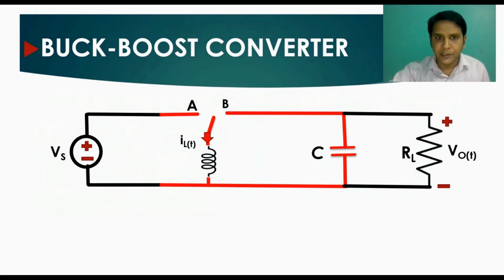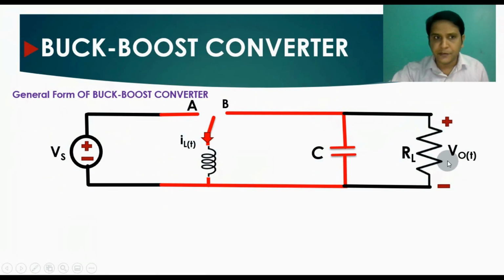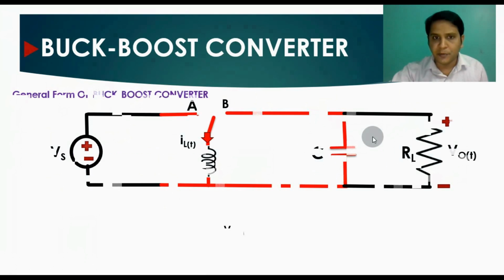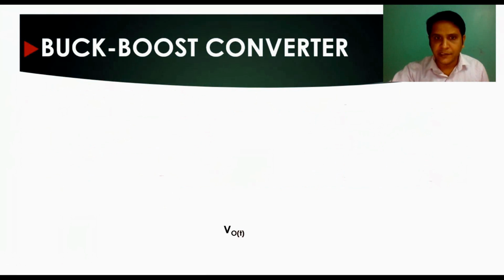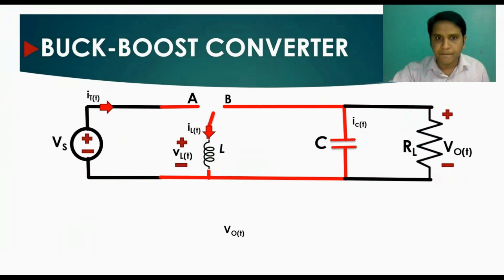Here I have replaced the MOSFET with a switch. Okay, so here we have inductor, current flowing through inductor is iL(t), and then we have capacitor, then we have load resistance and voltage, this is the output voltage, right? So this is the general form of buck boost converter. Let us understand now the steady state analysis of buck boost converter.